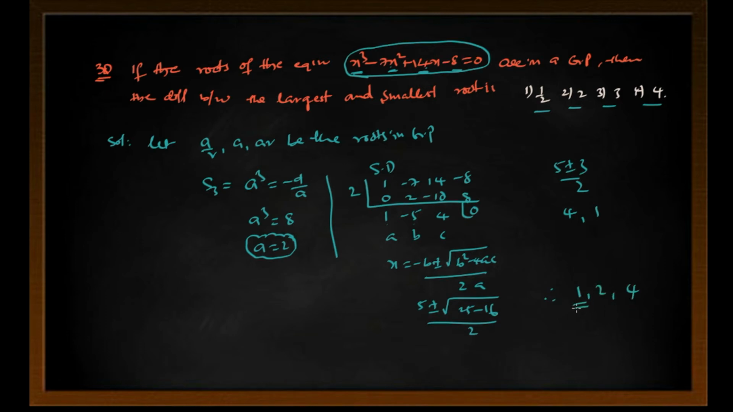Which one is the smallest? The smallest is 1 and the largest is 4. Now the difference between largest and smallest is 4 minus 1, which is 3. The difference is 3, so the third option is the right option. Using GP, when the roots are in GP, like the AP method, first we have to find the roots. After getting the roots, we have to find the difference between largest and smallest.